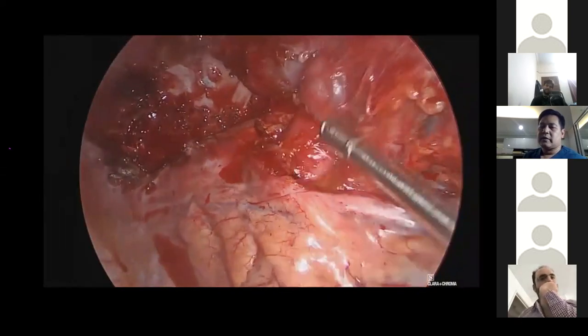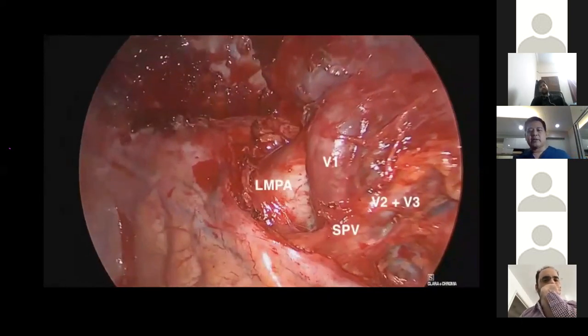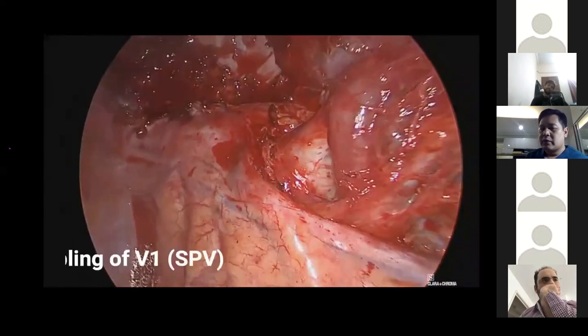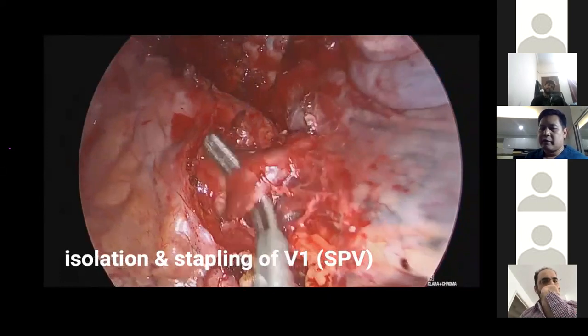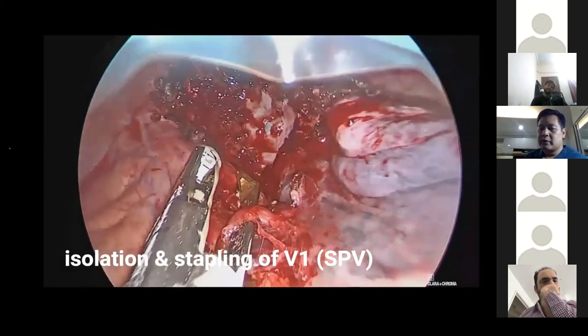So this is now, you can clearly see the PA. That's the left main PA over there. And the V1, 2, and 3, which are branches of the superior pulmonary vein. So first I staple that branch V1.